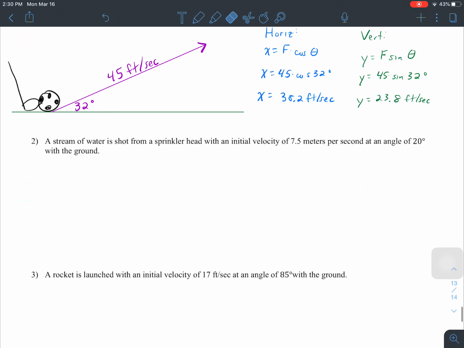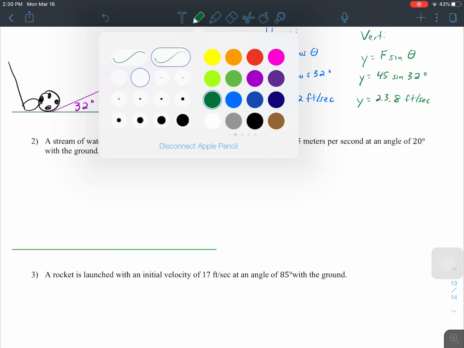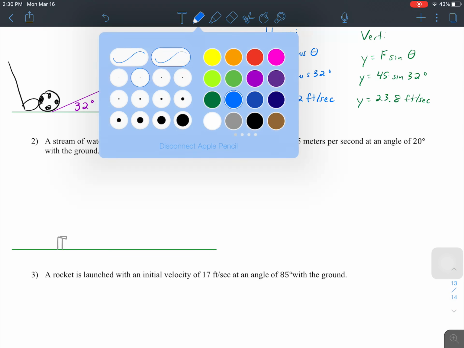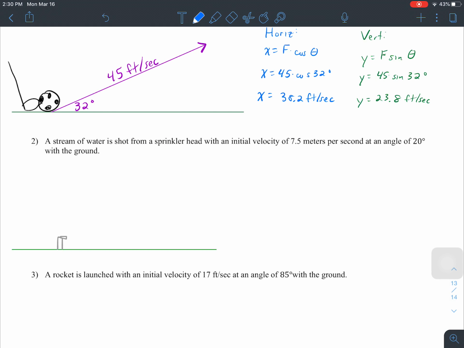The next one, you have a stream of water shot from a sprinkler head with an initial velocity of 7.5 meters per second at an angle of 20 degrees with the ground. We'll do the same thing. Here is the ground, here is the sprinkler head, and it is shooting out water at an angle of 20 degrees with the ground at 7.5 meters per second. And this is 20 degrees.